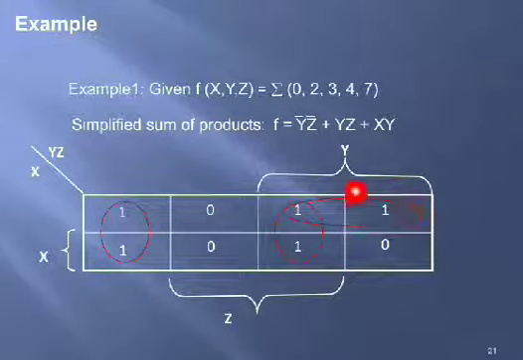No, there is no possibility of grouping 4 cells. Here you can make this, but here you have a 0, so you cannot make a quad. There is a 0 here also, so you cannot make a quad. So there is no possibility of making a quad, that means a group of 4 cells. You can only do pairing of cells now. Pairing is nothing but grouping of 2 adjacent cells, horizontal or vertical.